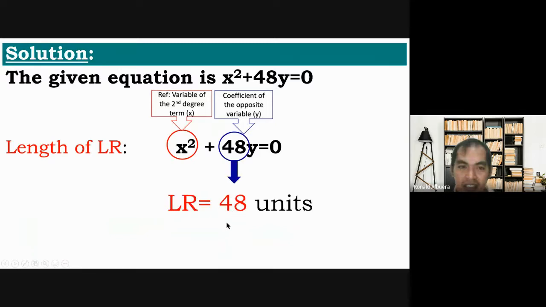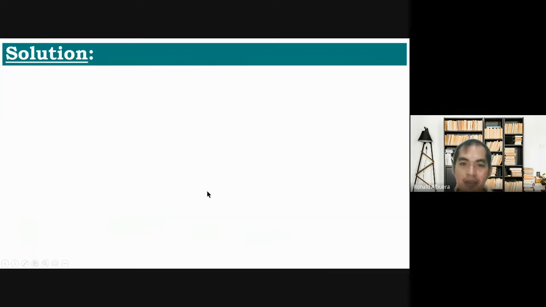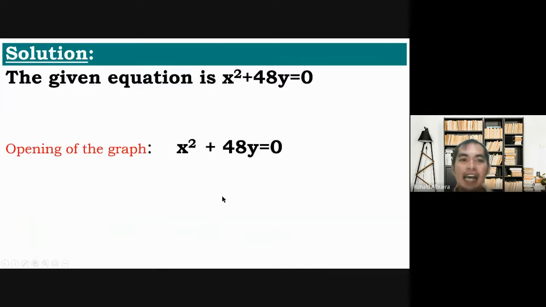8 units. Yun lang. Madali. Pag nakuha mo na ang length ng LR, makukuha mo na ang P. Take note, it's always positive. Makukuha mo na ang P and the opening of the graph. Here, sa PowerPoint ko, ang next ay opening of the graph. Ano naman ang technique ng pagkuha ng opening of the graph?